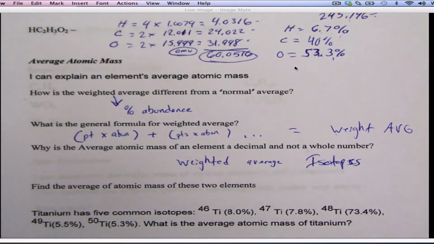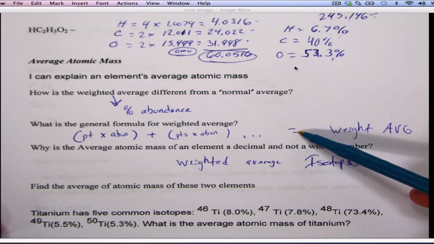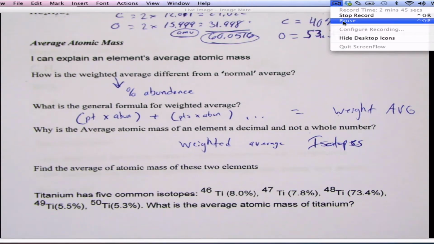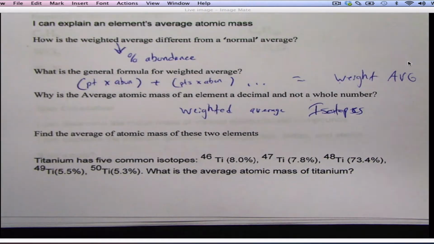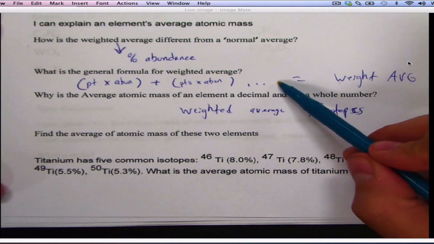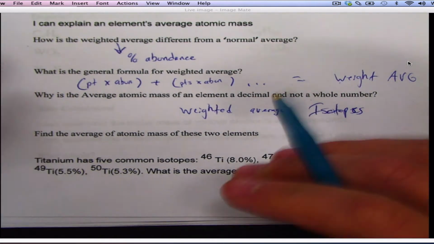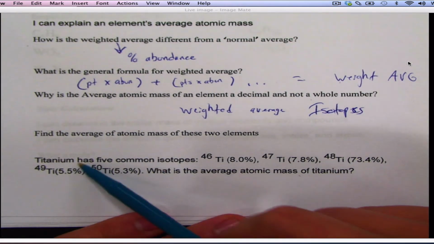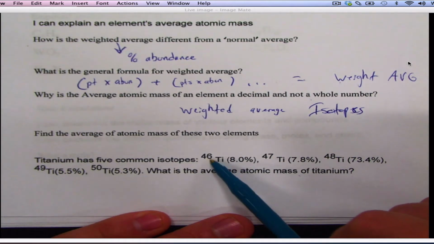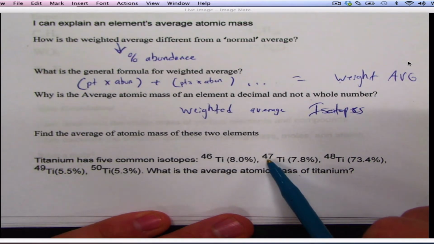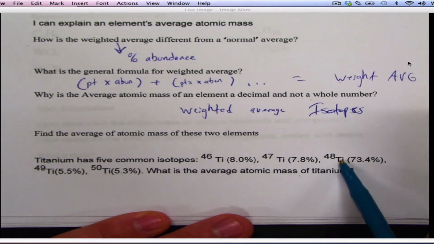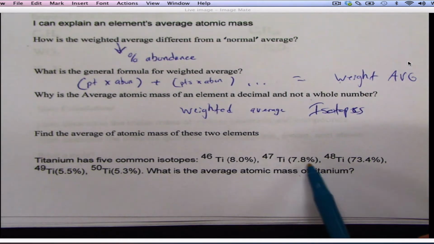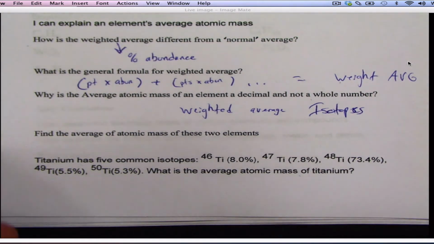So let's find the average of these elements. Here's how we put this formula into practice. Let's try a calculation with this formula so you see how it correlates. There are 5 different isotopes of titanium: titanium 46, titanium 47, titanium 48, 49, and 50. Remember, these numbers are the weights. Next to each of those is the percent abundance. So what is the average atomic mass of titanium?